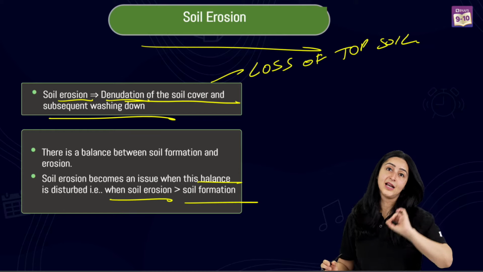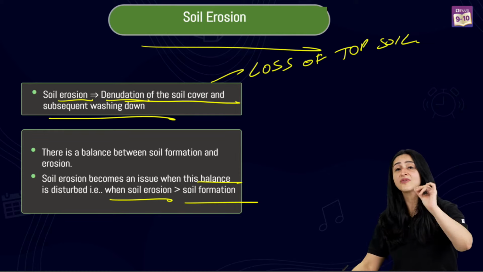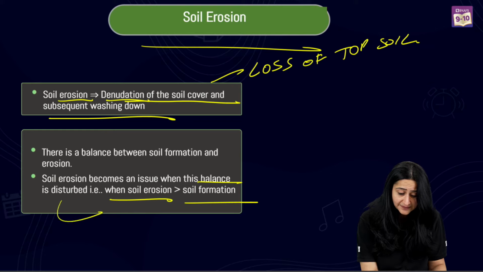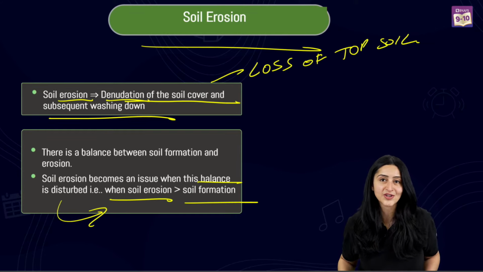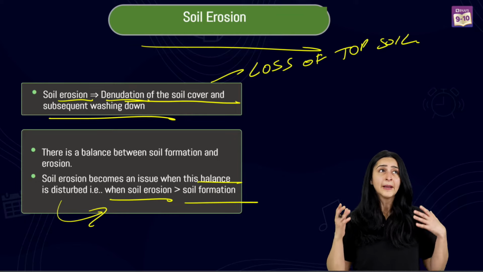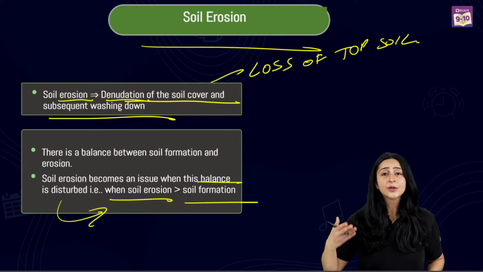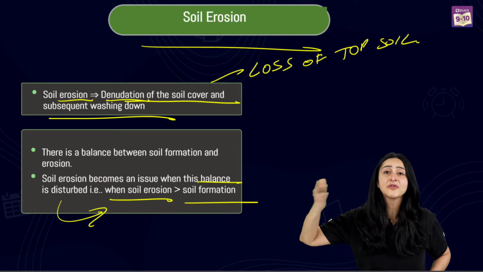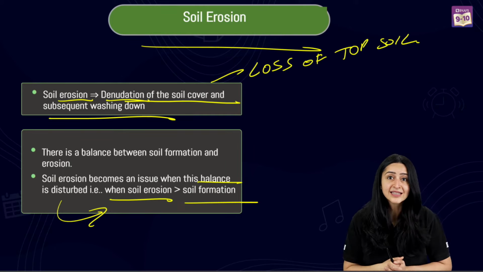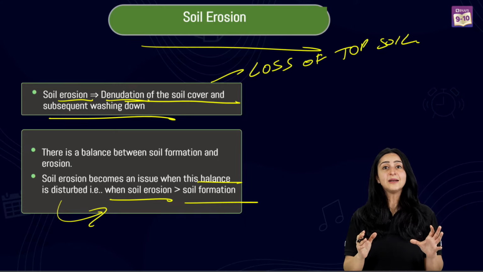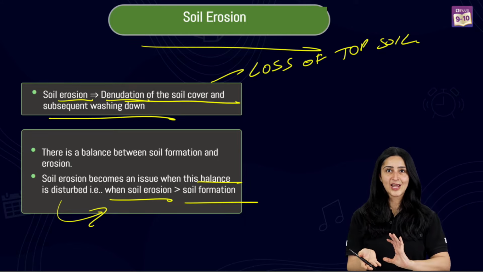The problem occurs when the rate of soil erosion is greater than the rate of soil formation, right? Now I told you that soil formation takes millions of years. If the erosion happens at a much faster rate, it means that we are left without the resource, right? That resource is getting depleted. So this is the balance that we have to take care of, right?